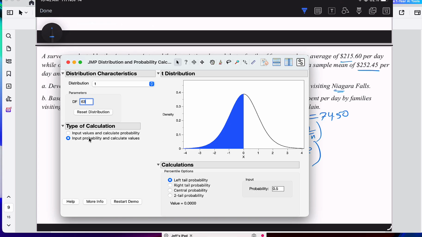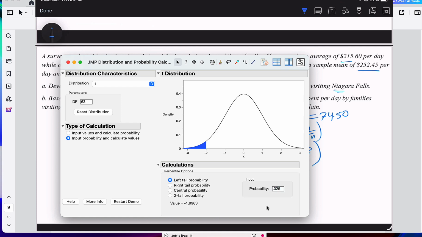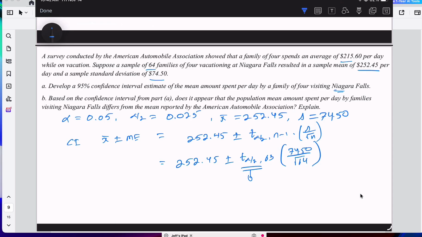So let's say our left tail area, then we will change that to 0.025, and we get the corresponding value of 1.998. So we will use the absolute value of this because we're adding and subtracting t times a standard error. So using this value, 1.998, I can write my confidence interval as 252.45 plus minus 1.998 times the standard error of our sample mean.